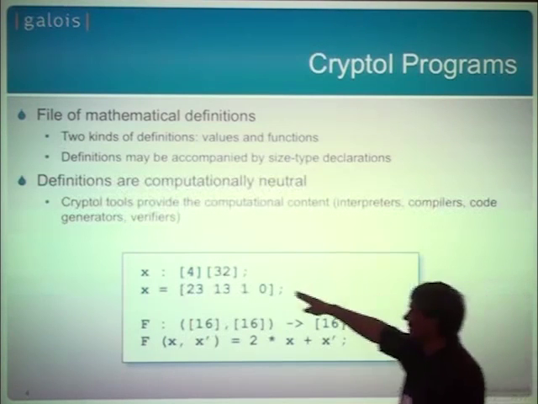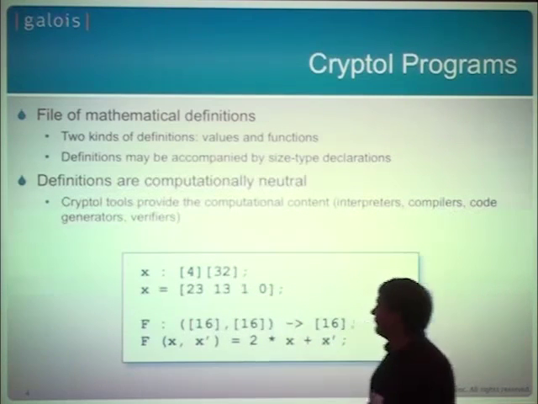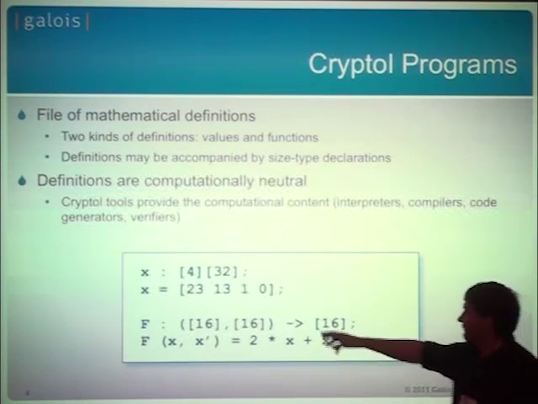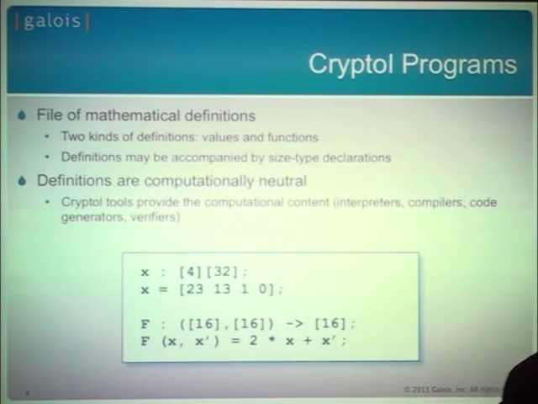So a notation like this, think of this as being four 32-bit words. F takes two 16-bit words and produces another 16-bit word. All arithmetic is modular, the size of the word, and so on. And it's very useful to be able to talk about the size of things and very flexibly move between things.